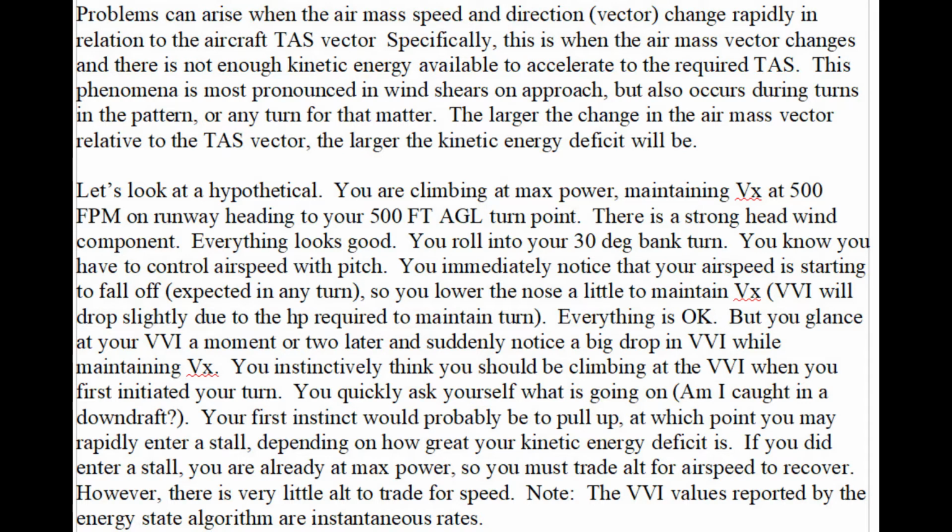Problems can occur when the air mass speed and direction vector change rapidly in relation to the aircraft true airspeed vector. Specifically, this is when the air mass vector changes and there is not enough kinetic energy available to accelerate it to the required TAS. This phenomenon is most pronounced in wind shears on approach, but also occurs during turns in the pattern, or any turn for that matter. The larger the change in the air mass vector relative to the true airspeed vector, the larger the kinetic energy deficit will be.